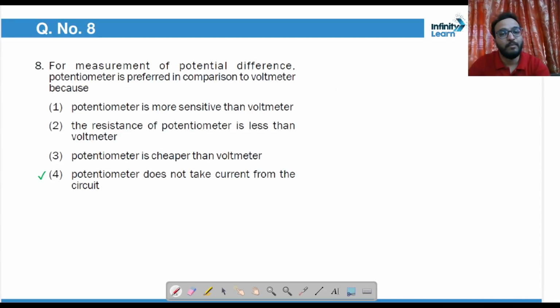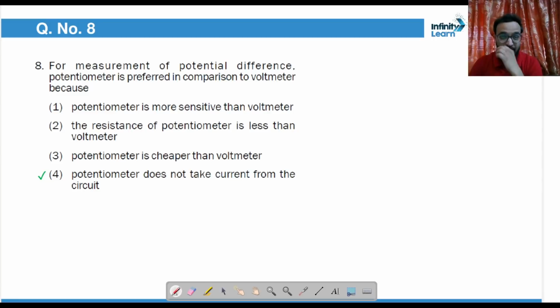Now question number 8. For measuring potential difference, a potentiometer is preferred in comparison to a voltmeter. See, the only problem with the voltmeter was that it was drawing current from the circuit and thereby altering the actual reading that we wanted. A potentiometer is a device which does not take any current from the circuit, and hence it gives the accurate reading. That is why we prefer a potentiometer over a voltmeter.